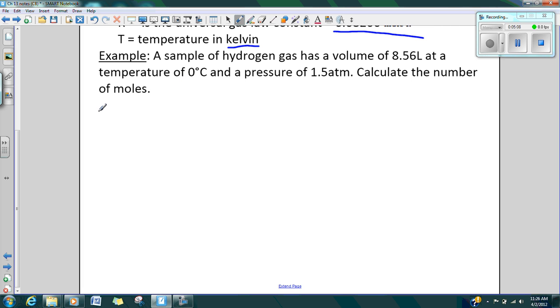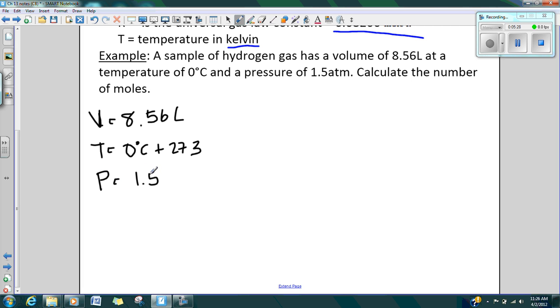So the first thing that we have is volume, and that's at 8.56 liters, so I have the unit that I need. We have temperature at 0 degrees Celsius. That is not going to work, so I'm going to add 273 to that to get it into Kelvin. And then I have a pressure of 1.5 atmospheres. And it wants us to calculate the number of moles.